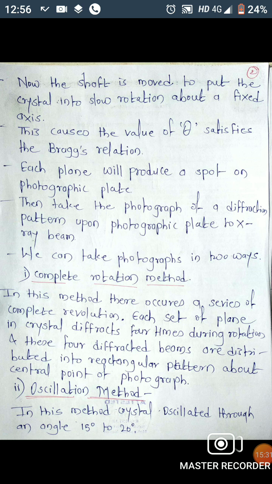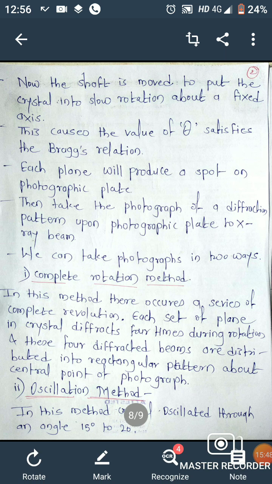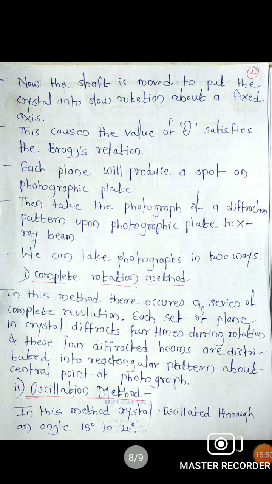One is the complete rotation method and another is the oscillation method. In the complete rotation method, a series of complete revolutions occurs, and it is observed that each set of planes in the crystal diffracts 4 times during the rotation. These 4 diffracted beams are distributed in a rectangular pattern about the central point of the photograph. This is the complete rotation method, and the other one is the oscillation method.